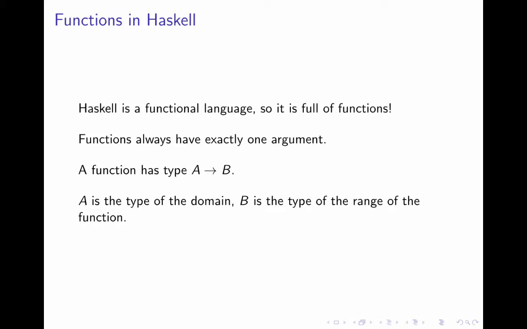Now, Haskell is a functional language, so it's full of functions. Functions always have exactly one argument. The type of a function is A to B, where A is the type of the domain and B is the type of the range of the function. Let's have a look at some examples.